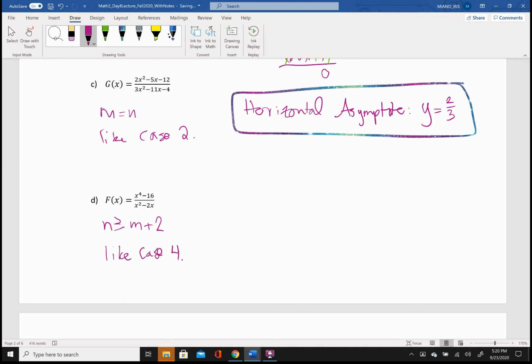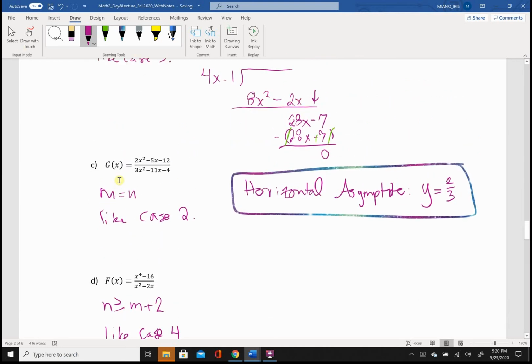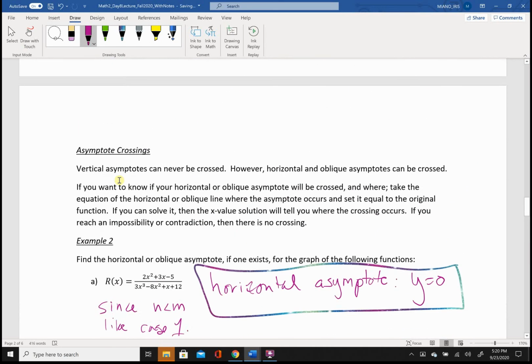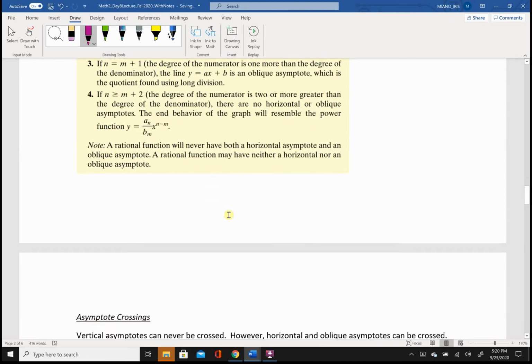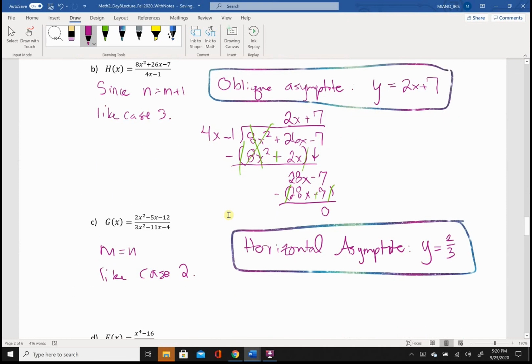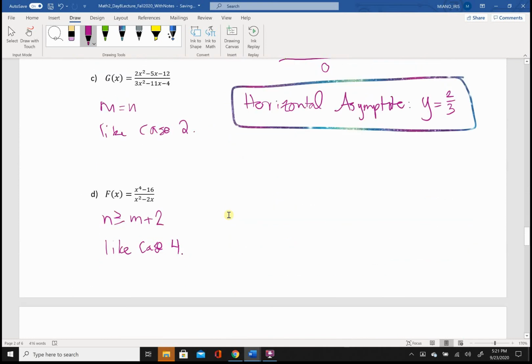So what happened in case 4? If I recall, it means that there's neither an oblique nor a horizontal asymptote, but we could say a little bit about the end behavior of our rational function. So let's go ahead and do that. So we'll say, okay, yeah, bummer, a little anticlimactic, no horizontal or oblique asymptote.